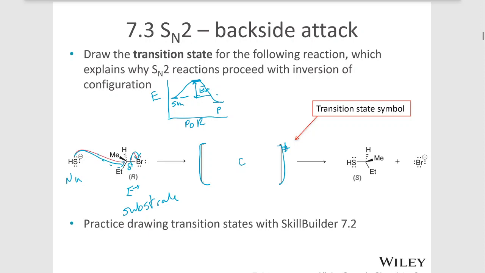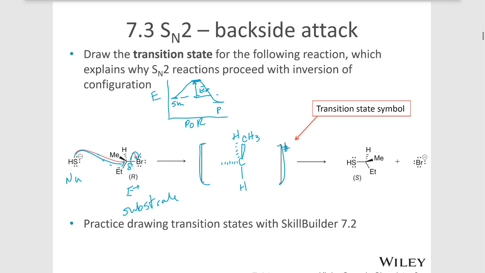So in the transition state, we've got bonds forming and bonds breaking. The transition state for our carbon is planar. Okay, that's going to be all in the same plane. We've got that configuration flipping. It's right in the middle of that flip.